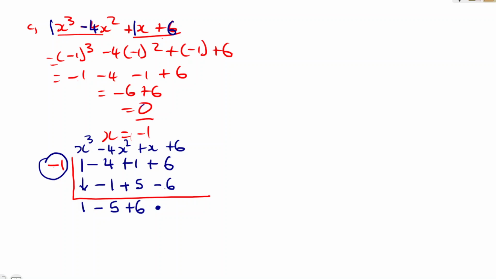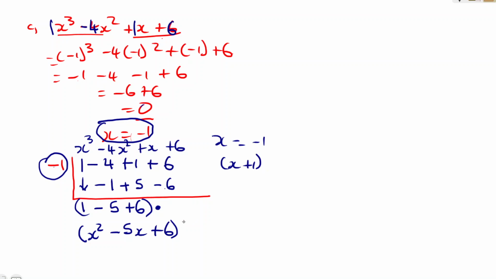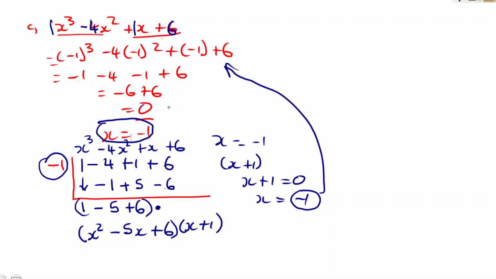That means I have reduced this polynomial from a third degree to a second degree. So now this becomes your second degree expression: x squared minus 5x plus 6. Remember, you substituted negative 1 into your polynomial. If x equals negative 1, then x plus 1 is a factor, because if you take x plus 1 equals 0 and move 1 to the other side, it becomes negative 1. This negative 1 is the one you substituted in your equation and it gave you a 0.